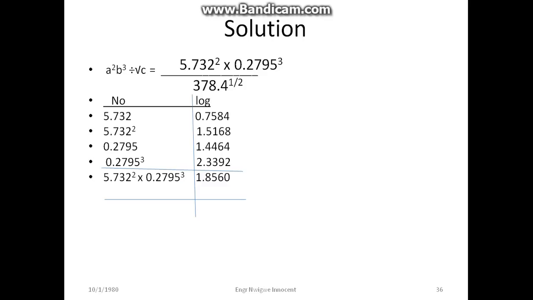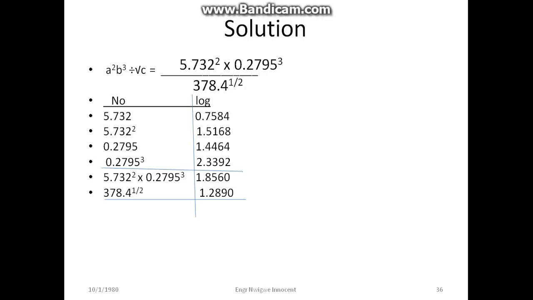Therefore, the denominator, which is 378.4 to the power one half, if you look for 378.4 in the table, we get 1.2, or if you just press our calculator, 378.4 raised to power 1 over 2, we get 1.289.